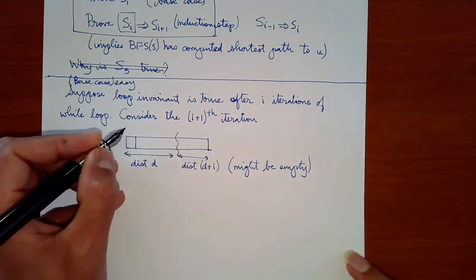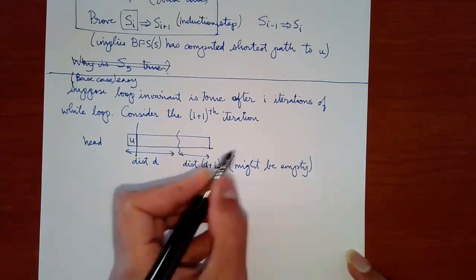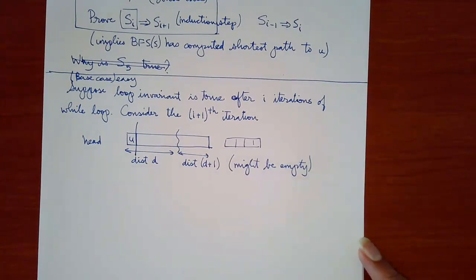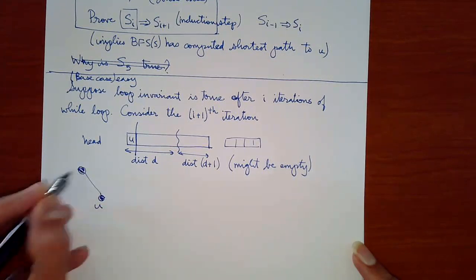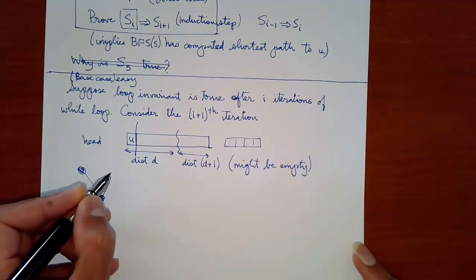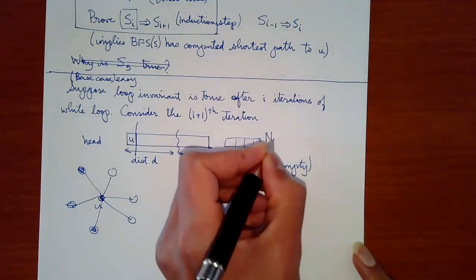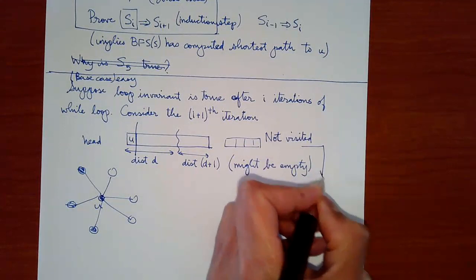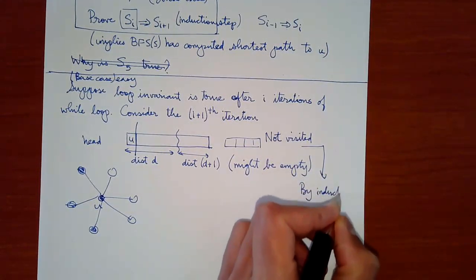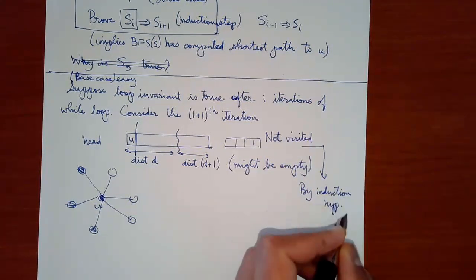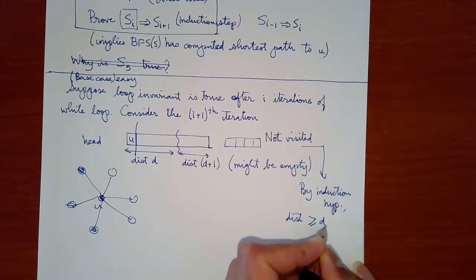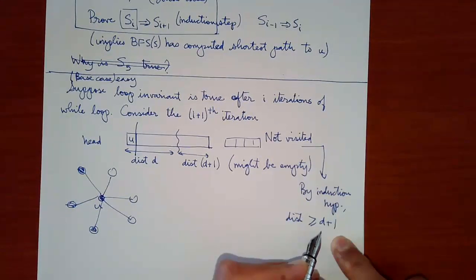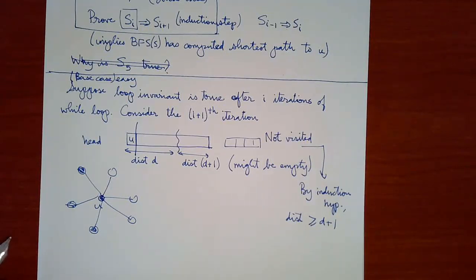This is going to get dequeued, and then we're going to add some stuff to the queue. That's what happens in this iteration. So this is u. It's got some neighbors. Some of the things are visited. Nothing that's visited gets added, so everything that's added is not visited. By the induction hypothesis, the distance of these vertices is at least d plus 1. But this is again similar to the argument we just made. I'm going to write out a bunch of things here and then we can discuss it.